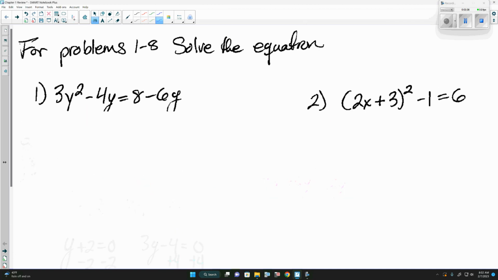I also want to look at number 2. Now, number 2 is a little bit different than the first one because we do have a set of parentheses squared, and there is no variable outside of those parentheses. If the variable is only contained inside the parentheses, or it specifically tells you in the instructions to use the square root method, I'd use the square root method. Because what we can do is get those parentheses by themselves by adding 1 to both sides.